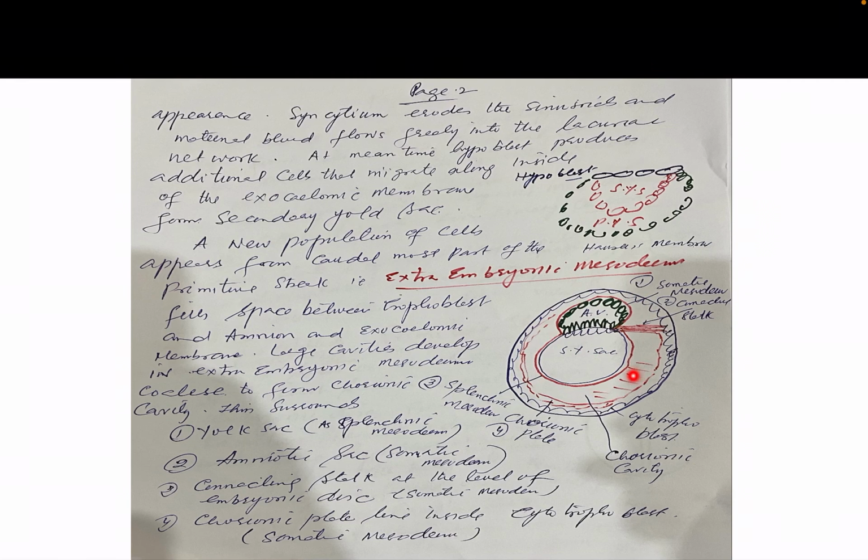Now this empty space gets filled by the extraembryonic mesoderm, which is derived from the primitive streak. The extraembryonic mesoderm fills the space between the trophoblast and the amnion and exocoelomic membrane. This one is the exocoelomic membrane bounding the secondary yolk sac. This is the amniotic sac.